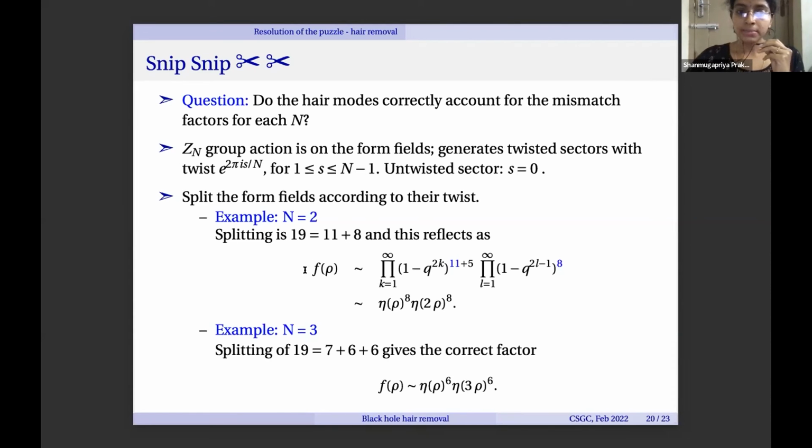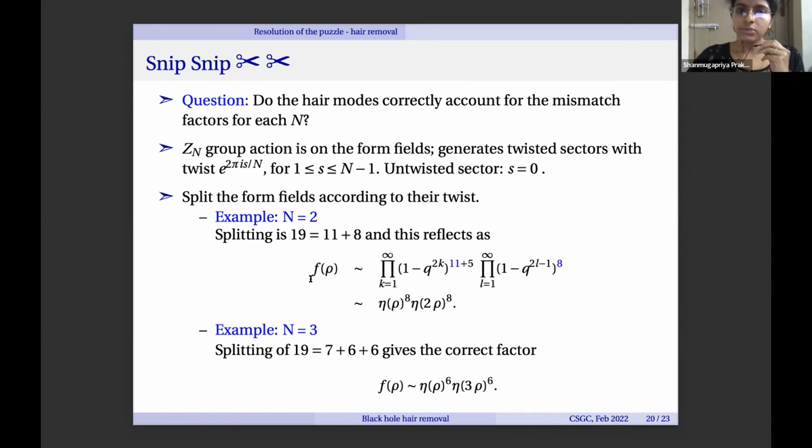Now, very roughly, as I have skipped a lot of details in the calculation, let's see how we are able to obtain the mismatch factor f of rho for each value of n by this group action. For n equal to 2, the splitting of the form fields is such that 19 goes as 11 plus 8. 11 of them correspond to the untwisted sector and 8 of them correspond to the twisted sector, which in the case of n equal to 2 is just a twist of minus 1. And we find that these numbers come up as the exponents here in our expression.